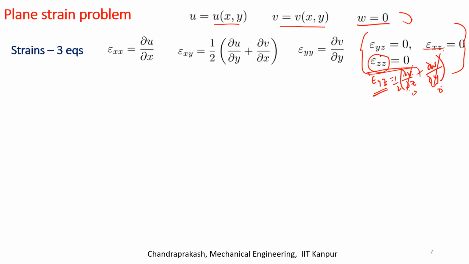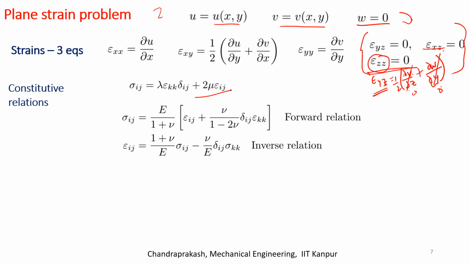Why is epsilon zz 0? Something which you know, because W is 0. Okay, so you have 3 strain equations. You have 2 displacements. So you have 2 displacements, 3 equations here. And how do the constitutive relations look like? I have used the initial notation. This is the generic form of the constitutive relation, which you guys know. Right? And I can write it in forward and inverse form.